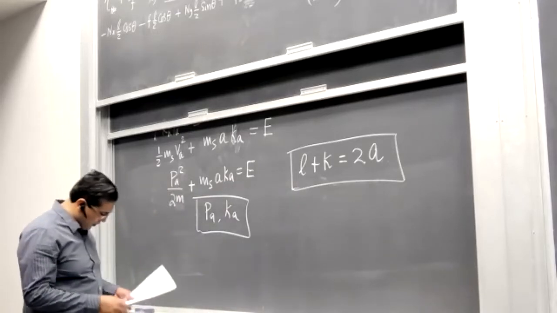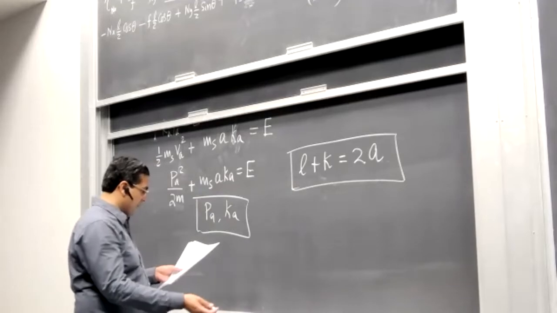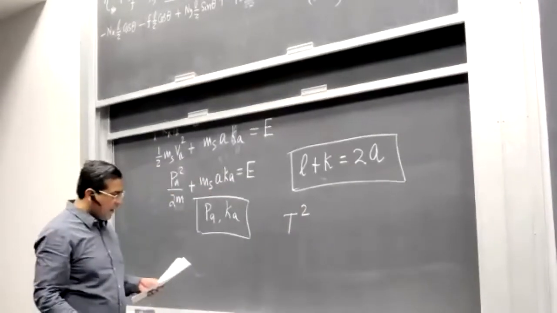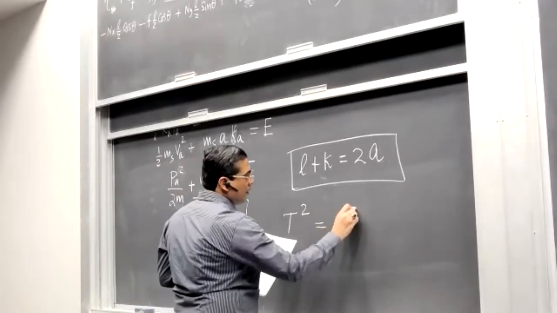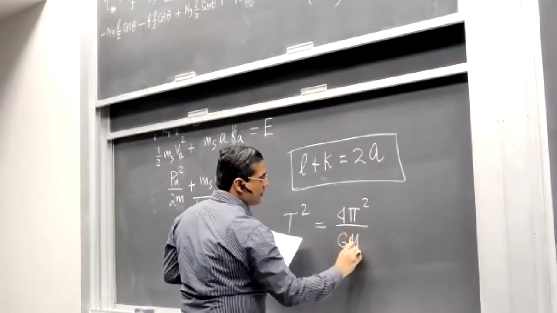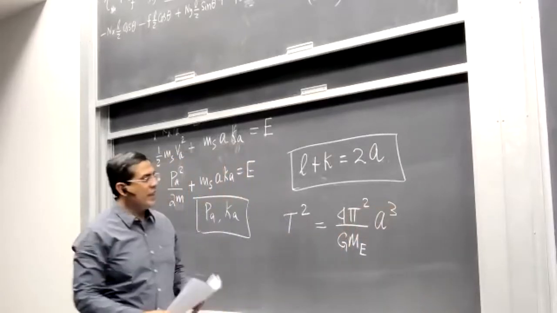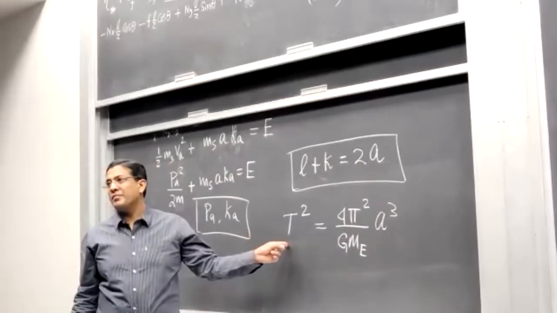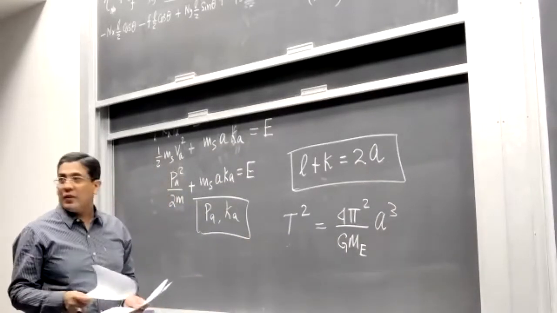period. Also, Kepler's third law gives us this relationship. The square of its period is equal to 4 pi squared over G ME times A cubed, okay, where A is the semi-major axis. If you know the semi-major axis, you can calculate the period. Okay. Any questions so far?